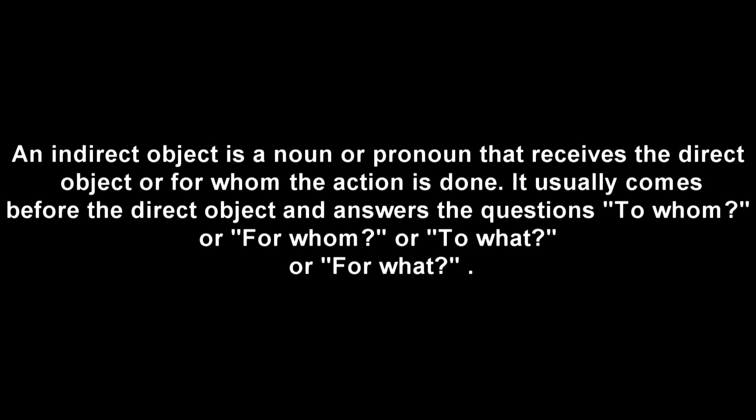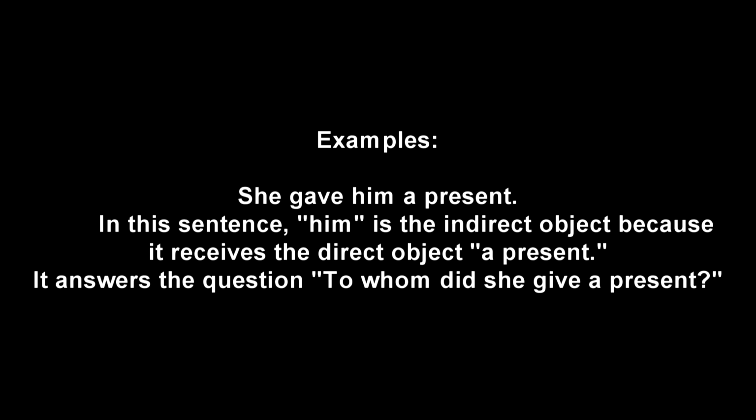Now, we move to the indirect object. An indirect object is a noun or pronoun that receives the direct object or for whom the action is done. It usually comes before the direct object and answers the questions to whom or for whom or to what or for what. Examples: She gave him a present.